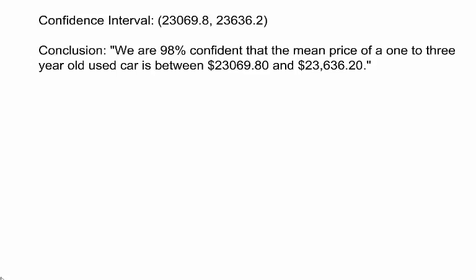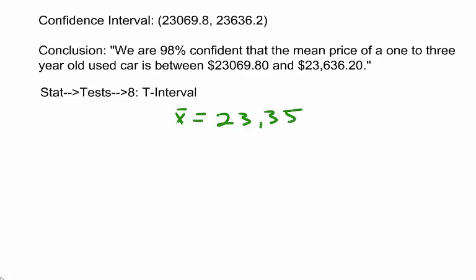We can also solve this problem easily using a graphing calculator. To do that, you'll enter the following commands. You'll go to Stat, Tests, and then select option 8 for T interval. Next, you'll enter in the fields X bar, 23,353, that's your sample mean. Then you'll be asked to enter your standard deviation, which is 1200. You'll be asked to enter the sample size, which was 100.